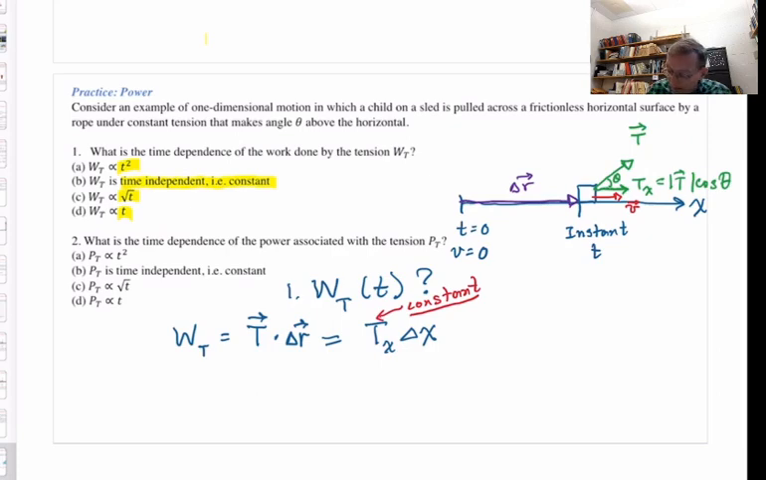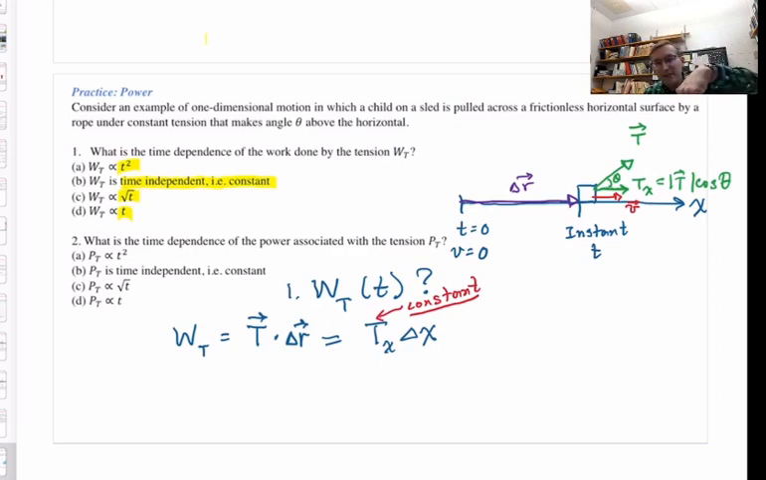But what about the delta x? What's the displacement of the particle along the x-axis? Depends on the t. But you know what? All the forces on this child, this particle, are constant. Yes, all of them. There's the tension force from the rope, but I'm told it's constant.